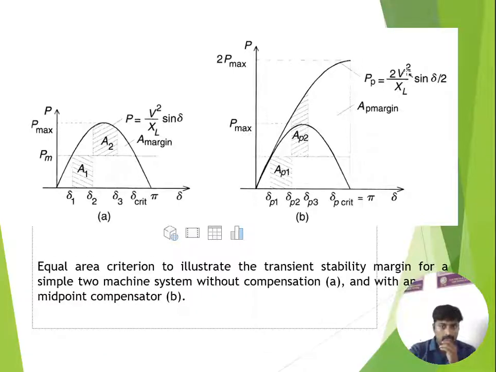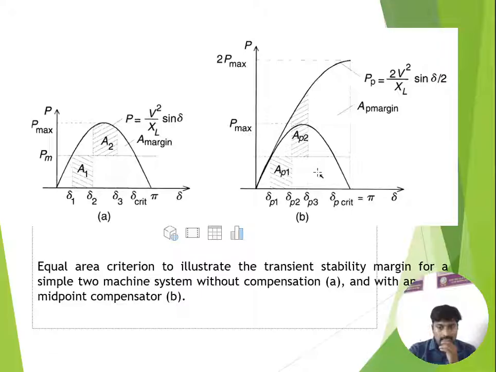You see like this, this is 2V square by X sine delta. Same concept here. The accelerating area is represented as AP1 and the decelerating area is represented as AP2. The margin which is available here is AP margin. From seeing this, compared to the earlier margin, the AP margin has a higher area. And compared to the delta critical value, here the delta critical value is equal to 180 degrees.